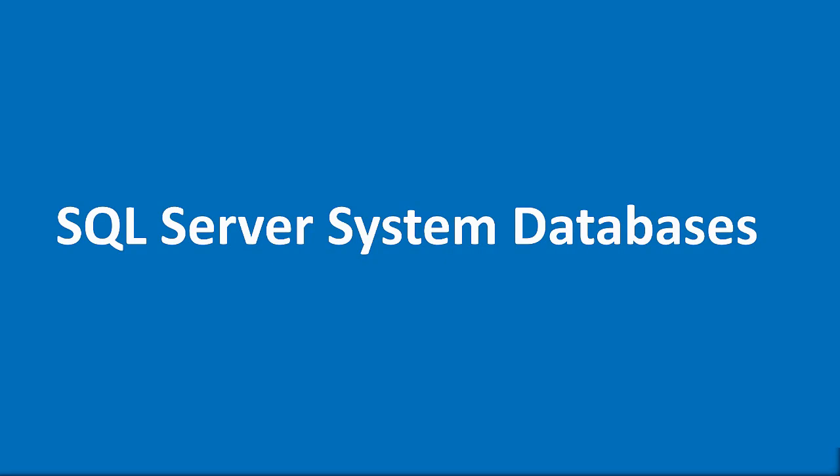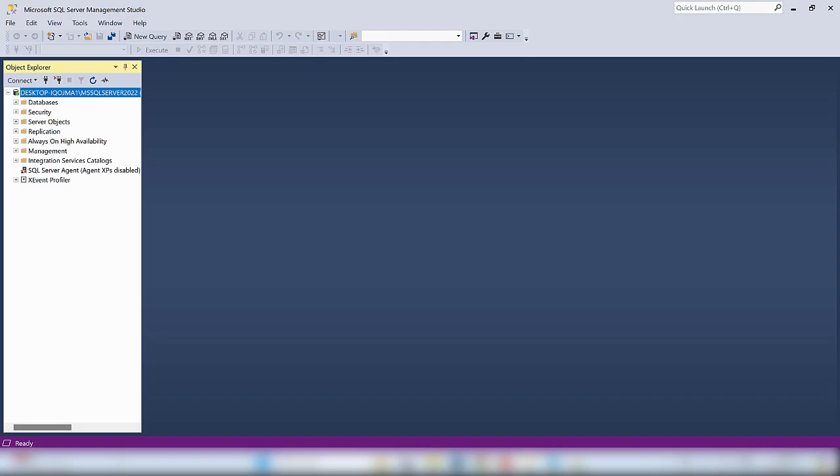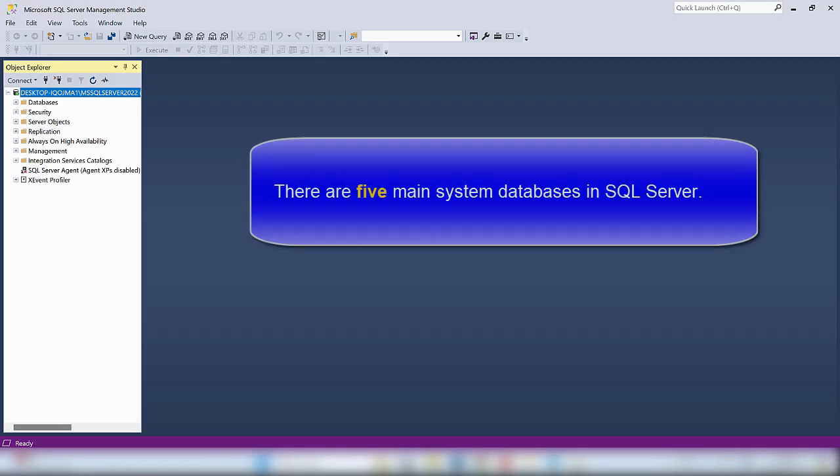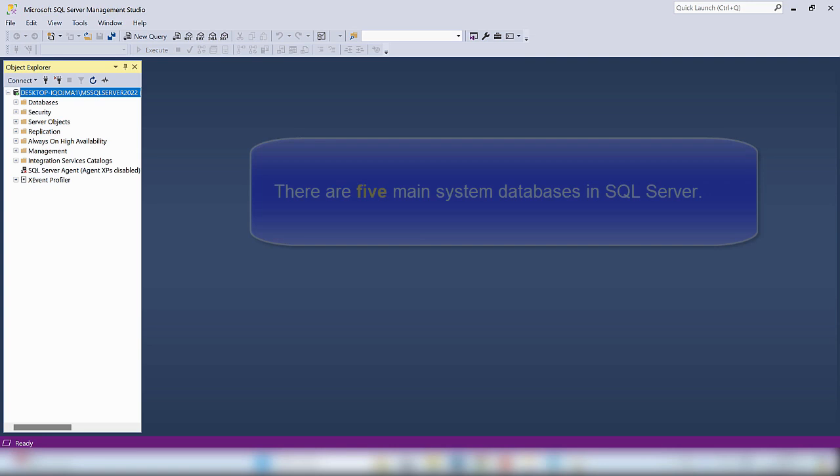In this video, I'm going to introduce you to the SQL Server system databases. In SQL Server, system databases are essential for the operation of the SQL Server environment. They store a wide variety of information that ensures the SQL Server instance runs smoothly. There are 5 main system databases in SQL Server.